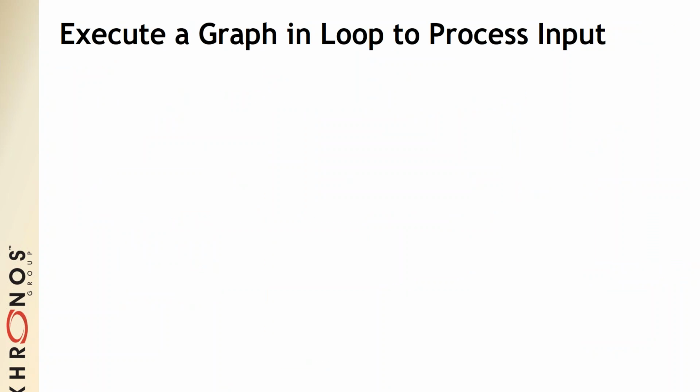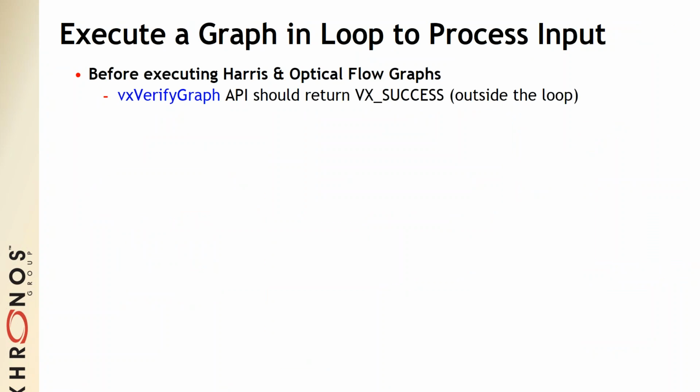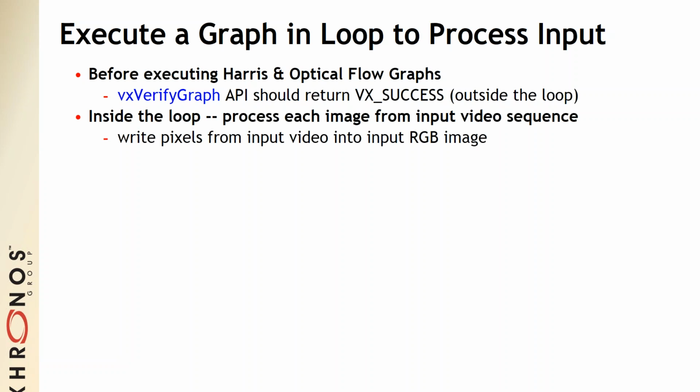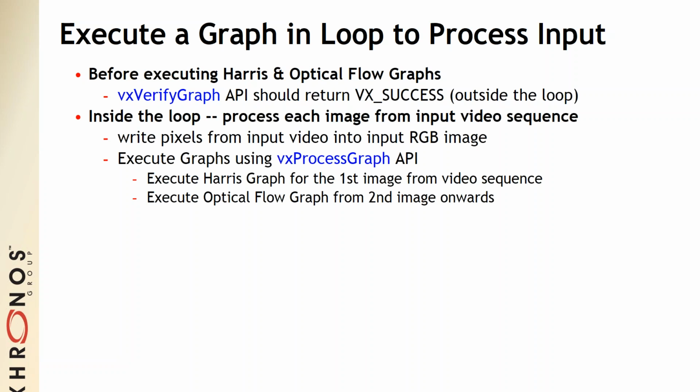So now that you know how to build a graph and access data objects, let's look at how to execute a graph to process all the images coming from a video sequence. Before executing these graphs, you need to call vxVerifyGraph and make sure to check that it is successful, and you do that outside the loop. And inside the loop, to process each image from the input video sequence, you just take the data coming from the camera, write it into the RGB image object, and then execute the graph. In this particular example, for the first frame, you want to run the Harris graph, and for the second frame onwards, you just run the optical flow graph.